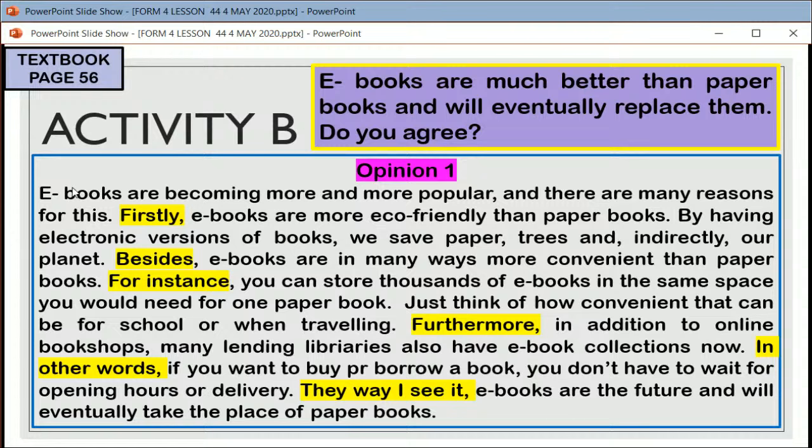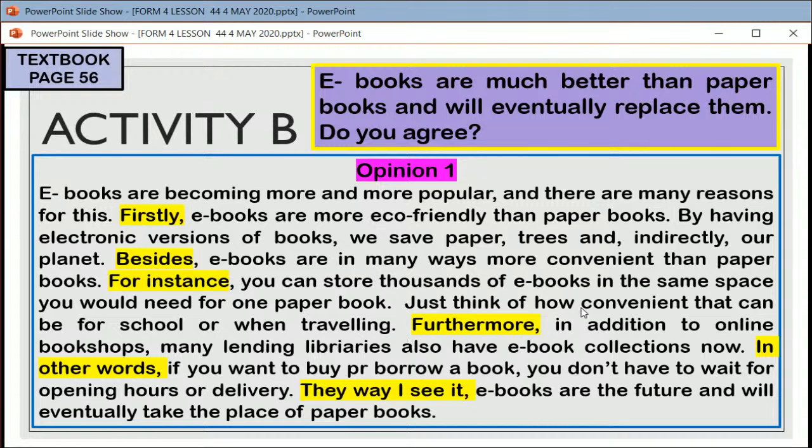Let's look. Now, ebooks are becoming more and more popular, and there are many reasons for this. Firstly, ebooks are more eco-friendly than paper books. By having electronic versions of books, we save paper, trees, and indirectly our planet. Besides, ebooks are in many ways more convenient than paper books. For instance, you can store thousands of ebooks in the same space you would need for one paper book. Just think of how convenient that can be for school or when traveling.